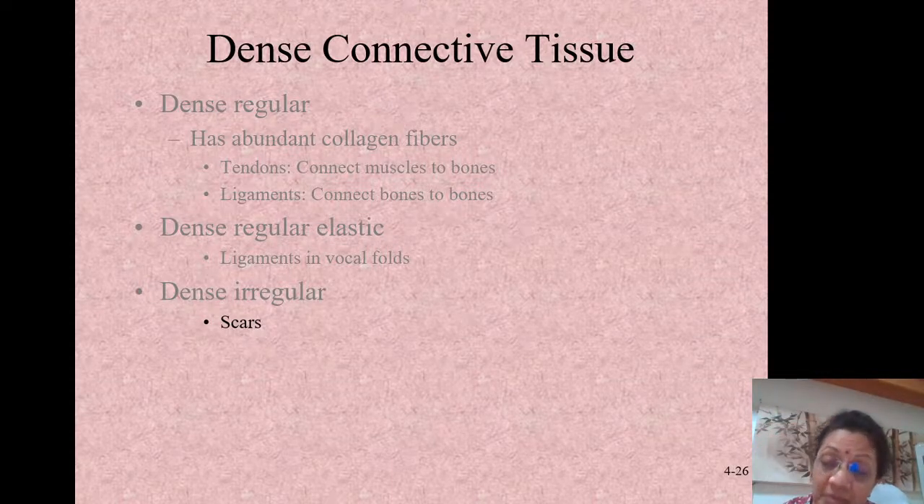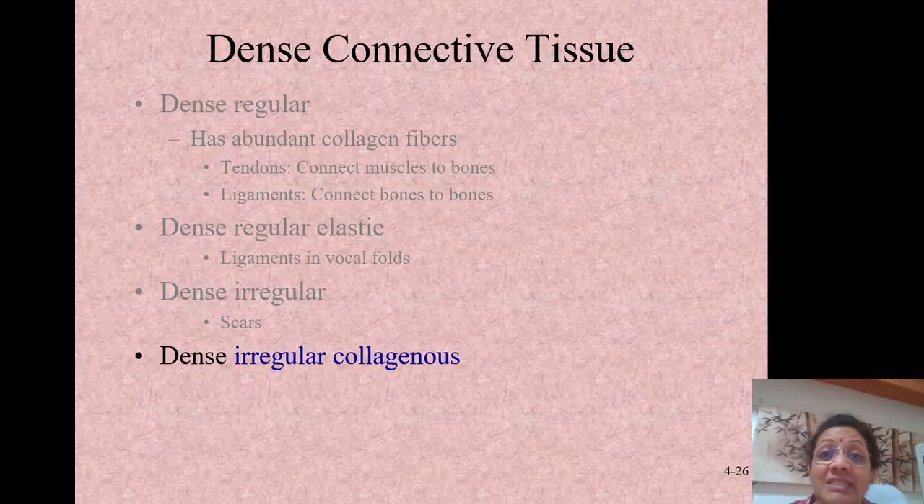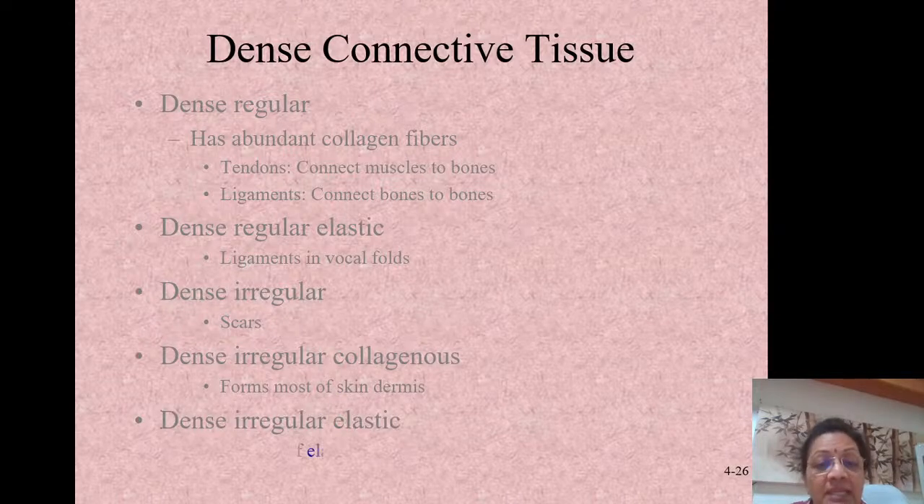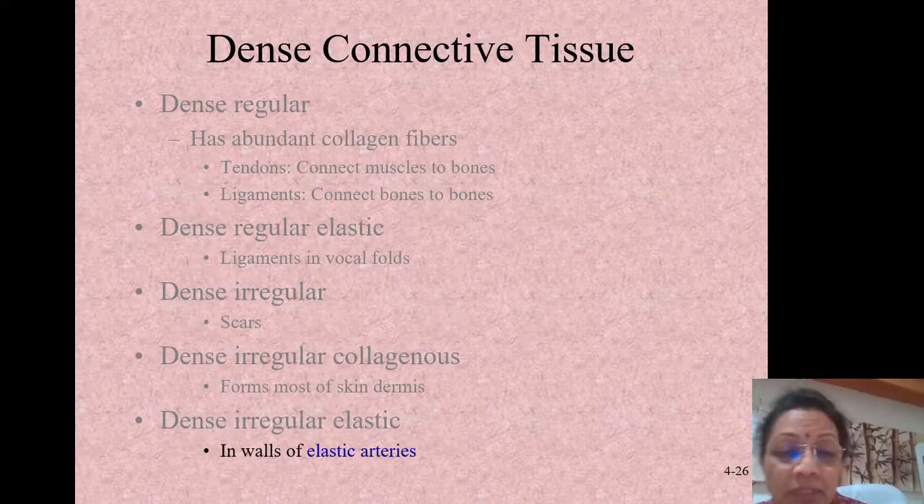When the fibers are densely packed but not in any one particular direction, that is what happens if it has not been laid down properly for whatever reason. That's one of the reasons scars happen: the healing has not happened properly. It's not a surgical cut maybe, and therefore the cells coming in to repair that area are laying down fibers in all kinds of directions, and you end up having an irregular but densely packed connective tissue. Dense irregular collagenous is seen in the skin dermis. Dense irregular elastic is seen in the walls of the elastic arteries.